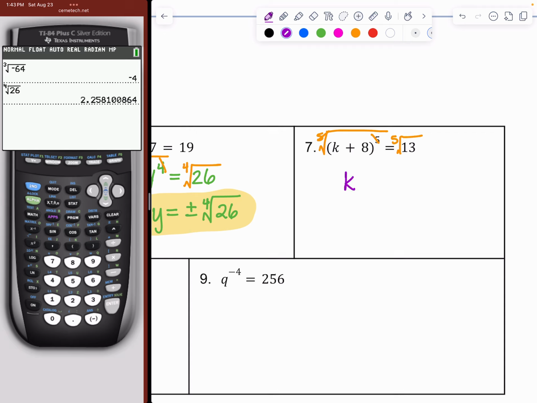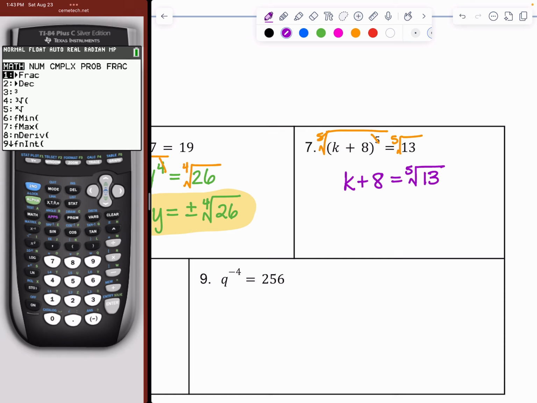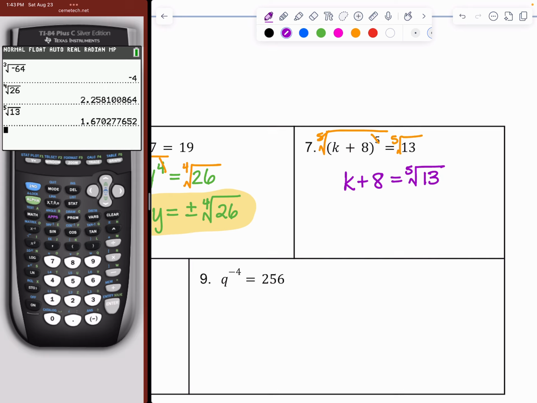And we get k plus 8 is equal to the 5th root of 13, because it's going to give me a decimal. As you can see, I left it as the exact answer. I need to subtract 8 on both sides, so k is equal to negative 8 plus the 5th root of 13.